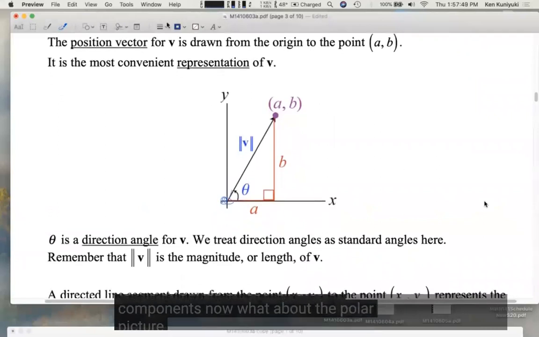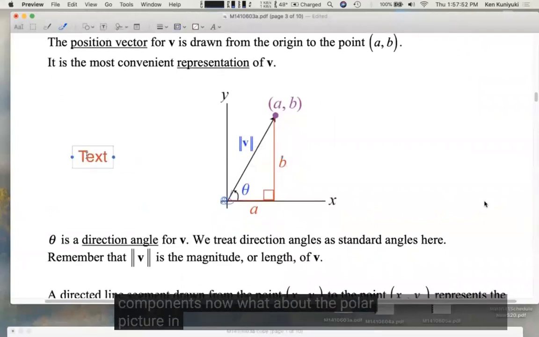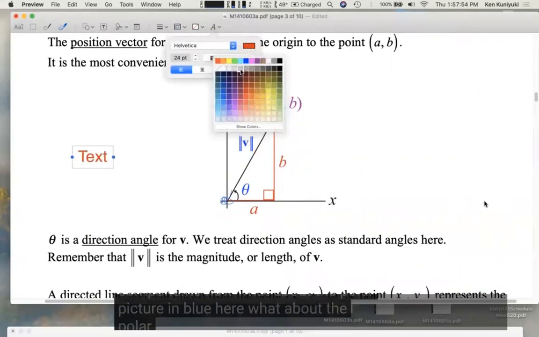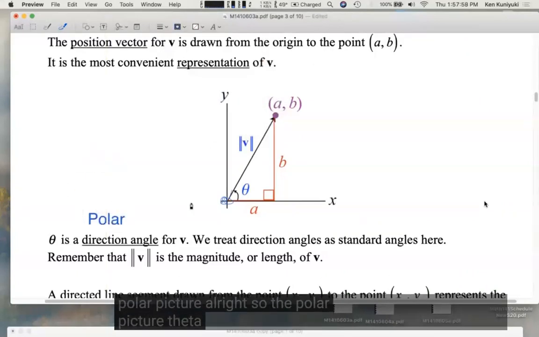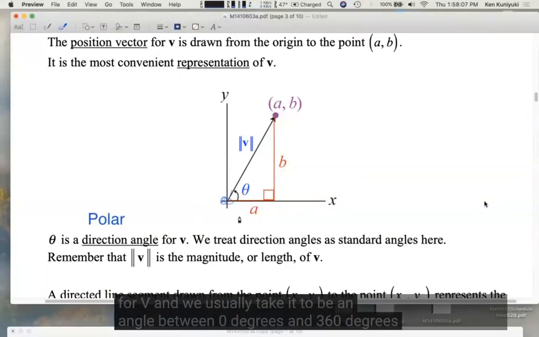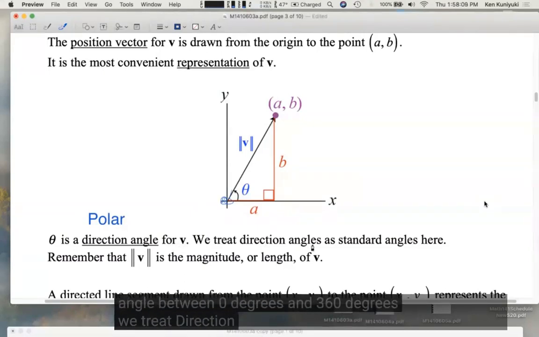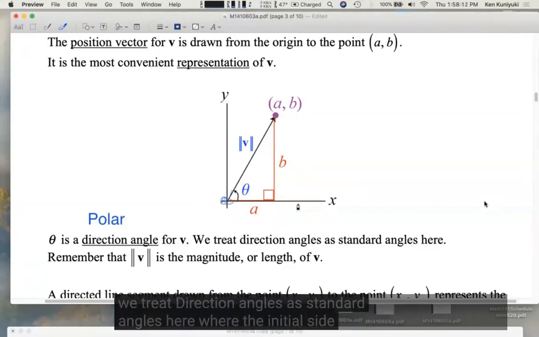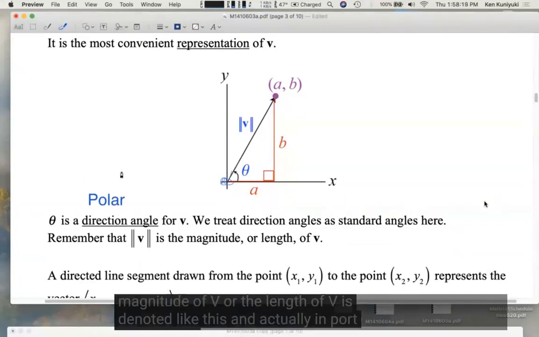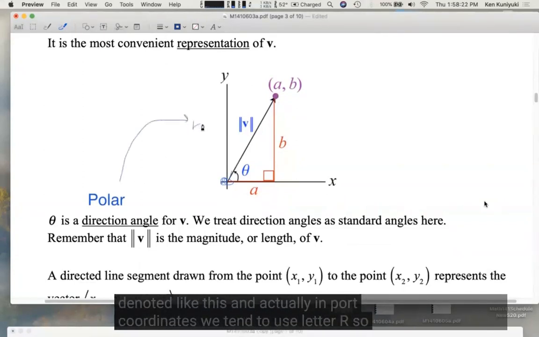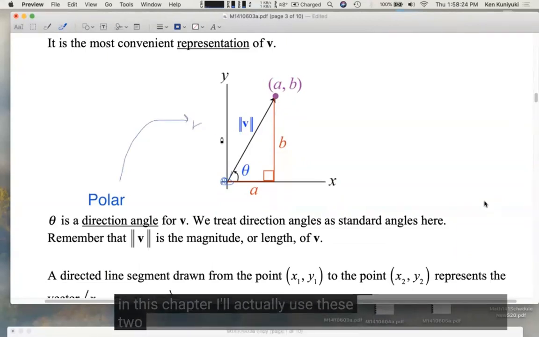Now, what about the polar picture? In blue here, what about the polar picture? All right, so with the polar picture, theta here is a direction angle for V, and we usually take it to be an angle between 0 degrees and 360 degrees. We treat direction angles as standard angles here, where the initial side is the positive x-axis. Remember that the magnitude of V, or the length of V, is denoted like this. And actually, in polar coordinates, we tend to use the letter R. So in this chapter, I'll actually use these two symbols interchangeably.